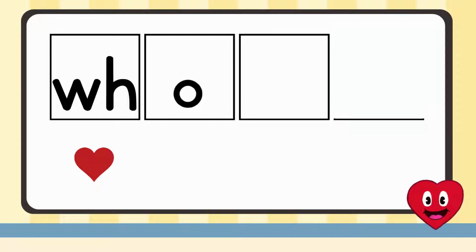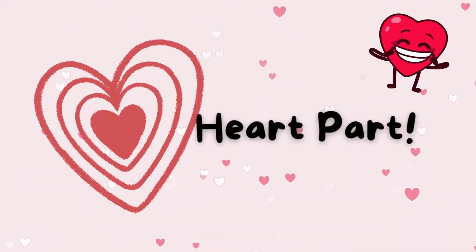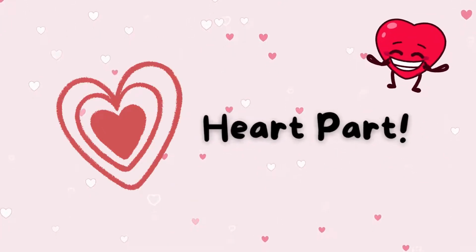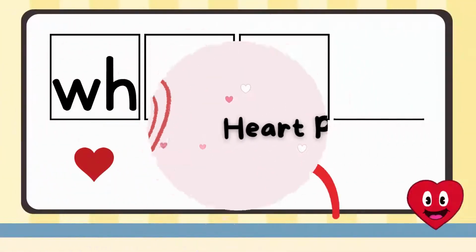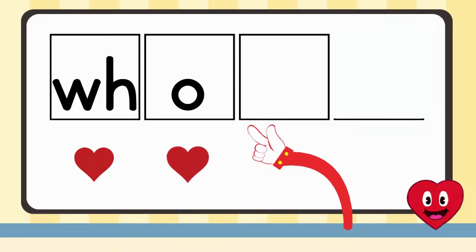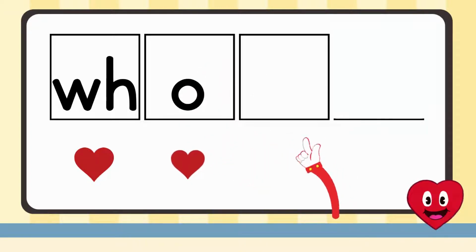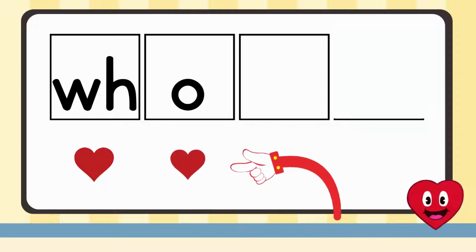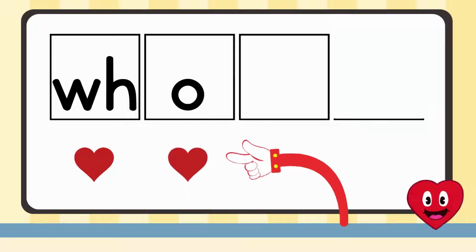The next sound we hear is ooh. This is spelled with the vowel O. Whoa, time to stop again. Here's another tricky part. Pay close attention, friends, because this is the second heart part in today's heart word. A second heart goes underneath the vowel O to help us remember that in the word whose, we say the sound ooh when we read the vowel O.